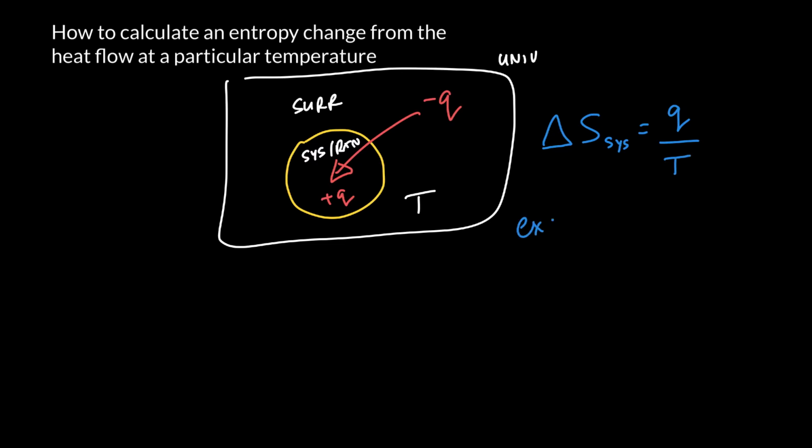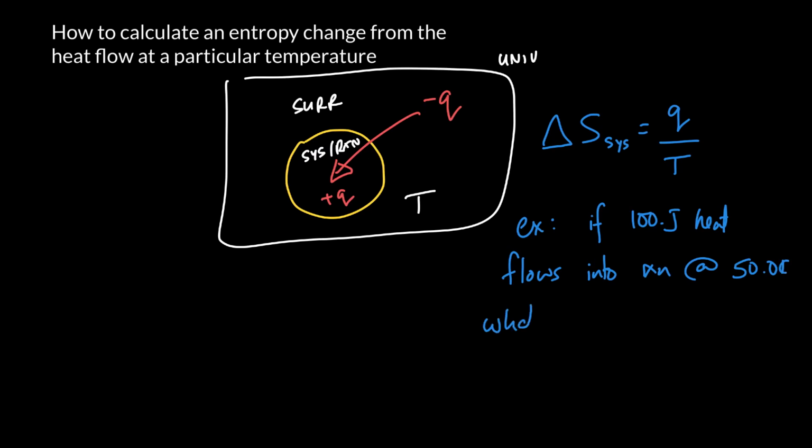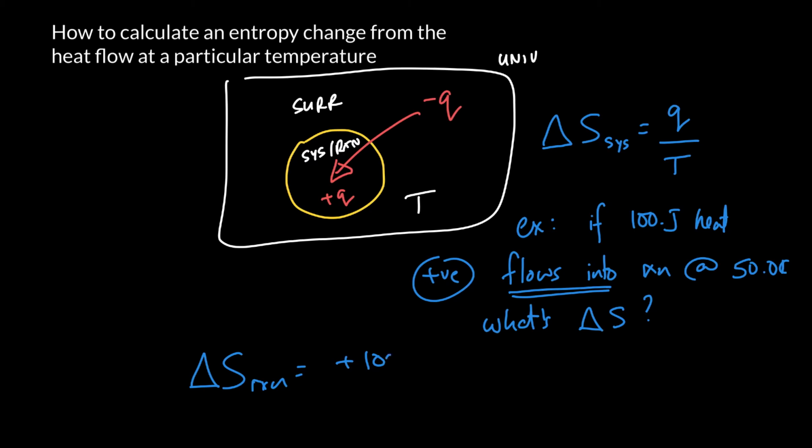For example, if 100 joules of heat flows into the reaction at, say, 50 Kelvin, what is delta S? So we can go ahead and we can calculate. So flows into, so we interpret this as being a positive heat. So delta S here is going to be positive 100 joules. The temperature, we've got it in Kelvin.